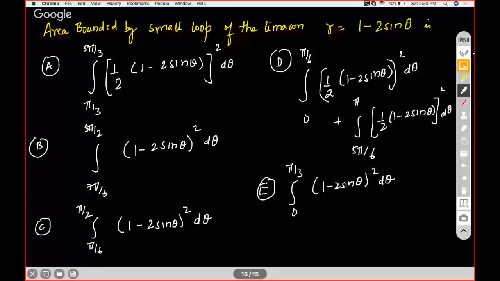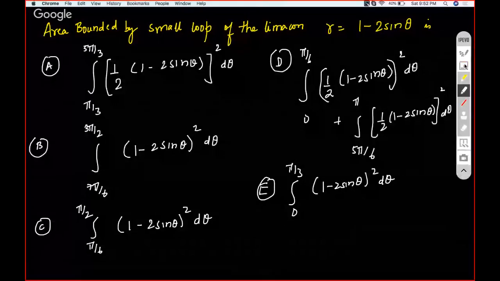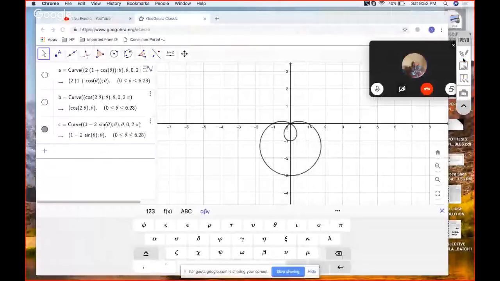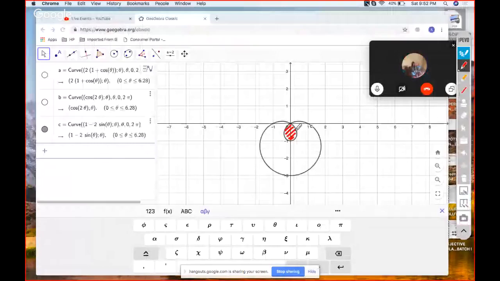Okay. First thing first. What does the small loop signify here? Why has this loop actually come about? This loop has come out because in this loop your R is a negative quantity. So first thing that you need to ask yourself is in what zone will your R be negative?